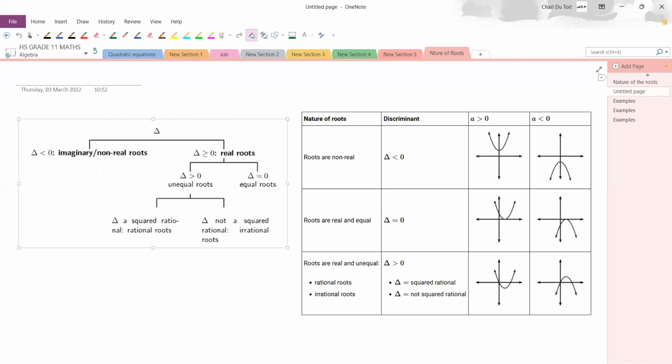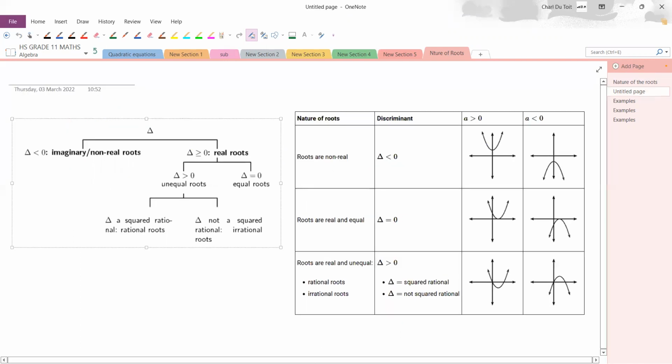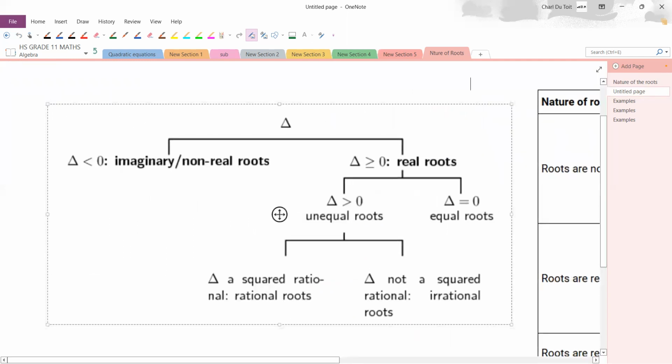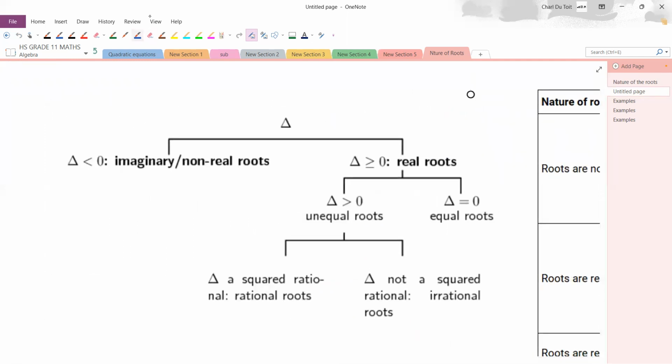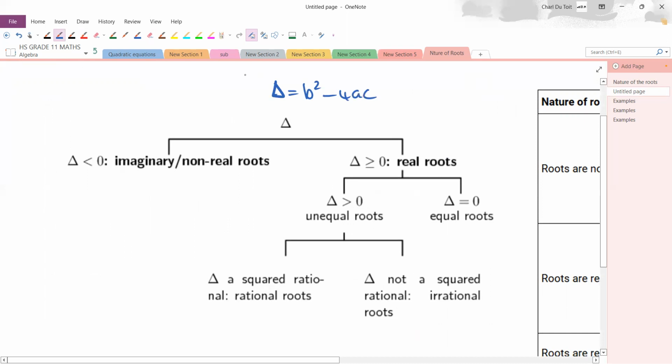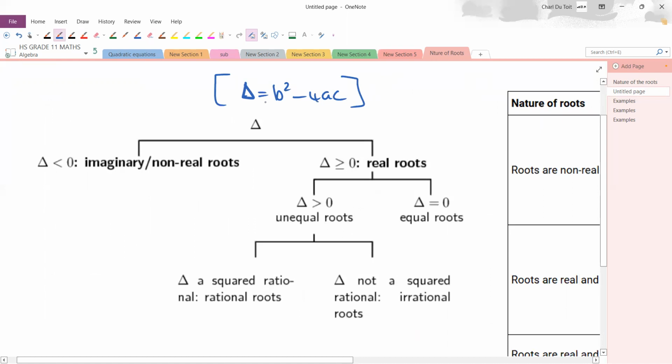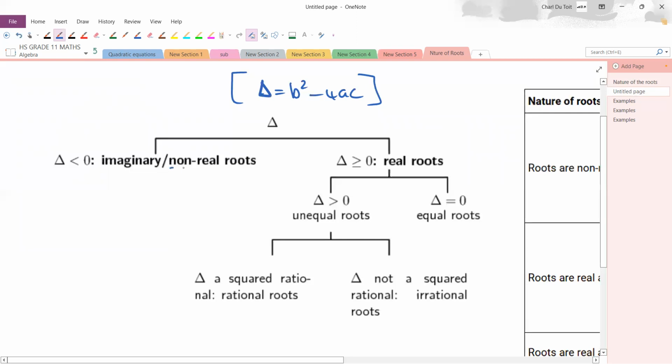I don't know how you broke up these different rules, but they've done it this way in this textbook, I've copied it out. You get delta, which is b squared minus 4ac. That's called the discriminant, or just delta. That's the way you can calculate the type of roots. Roots is just another word for x-intercepts. So you get non-real roots, and that is when delta is smaller than 0.